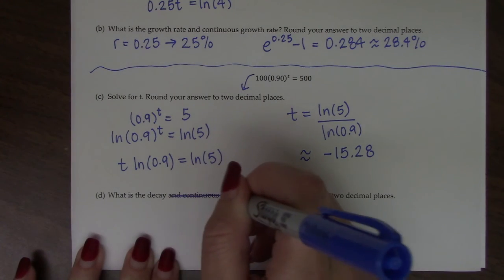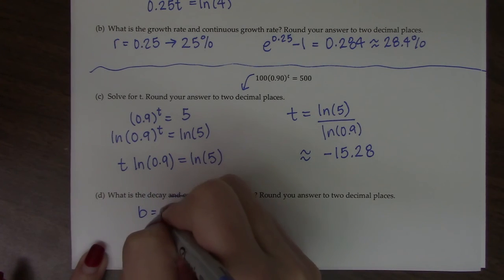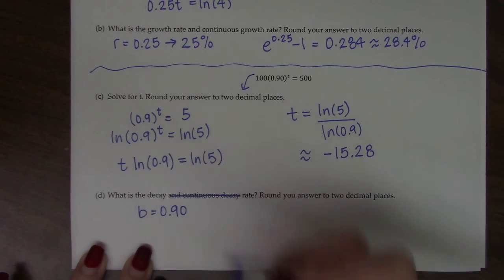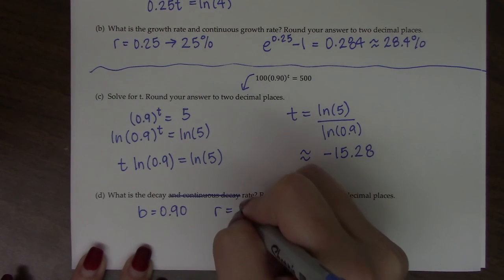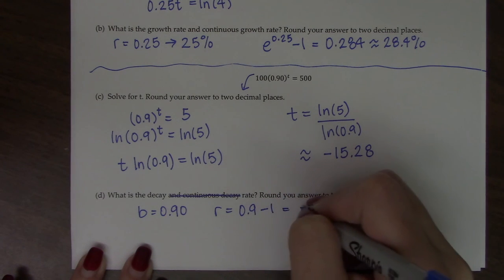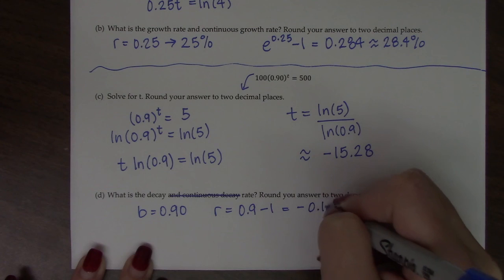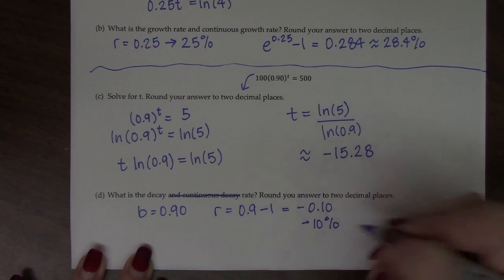So there is not a continuous decay rate for this problem because the rate does not involve e. So b is 0.9. So in order to get r, it's our rate, our factor b minus 1, and I get negative 0.1, which is negative 10%.